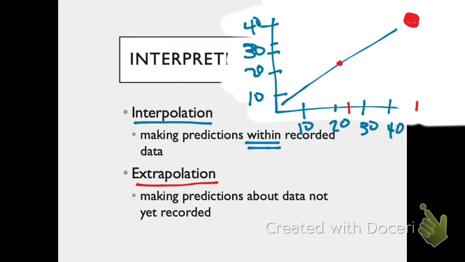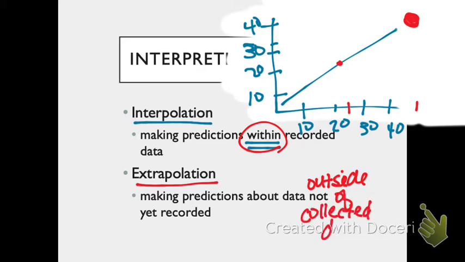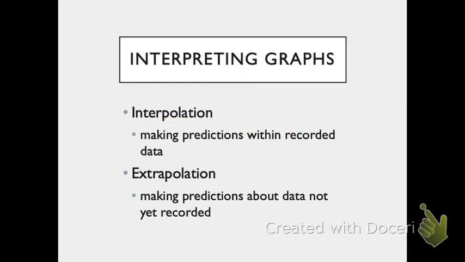Does that make sense? So the difference really is that word, within, and not yet recorded. Or you can say making predictions about data outside of what we've collected. Okay, outside of collected data. That might be a little bit better way to say that. Those are two kind of important vocabulary words, being able to interpolate and extrapolate data. Okay, it's really kind of simple. It's just a prediction, right? And sometimes we can predict within the data that we have, and sometimes we'll predict outside of that data. All right? But those are two kind of important skills to be able to know how to do.